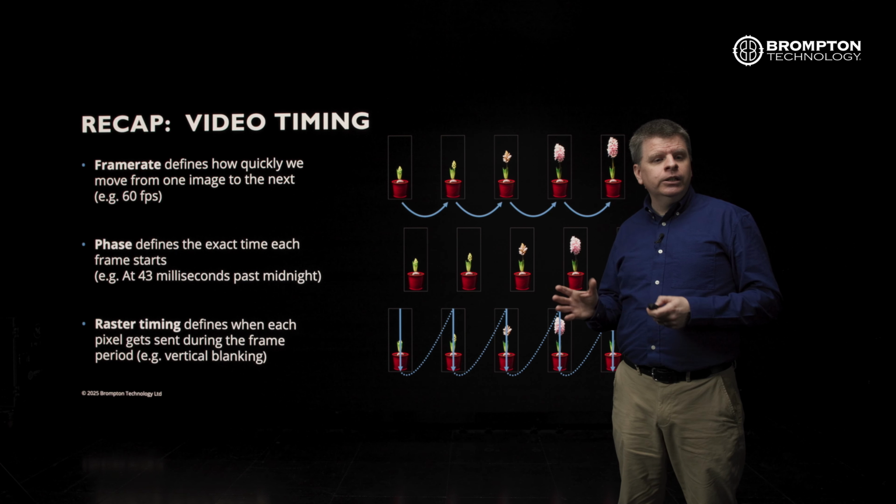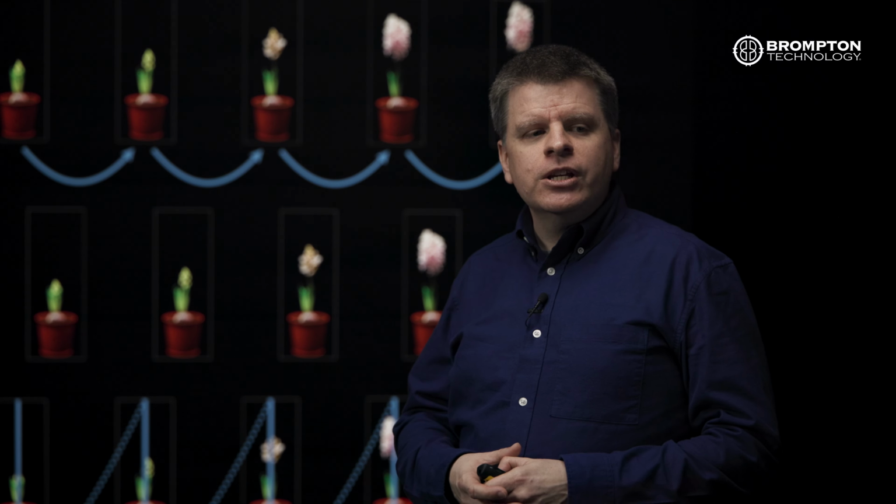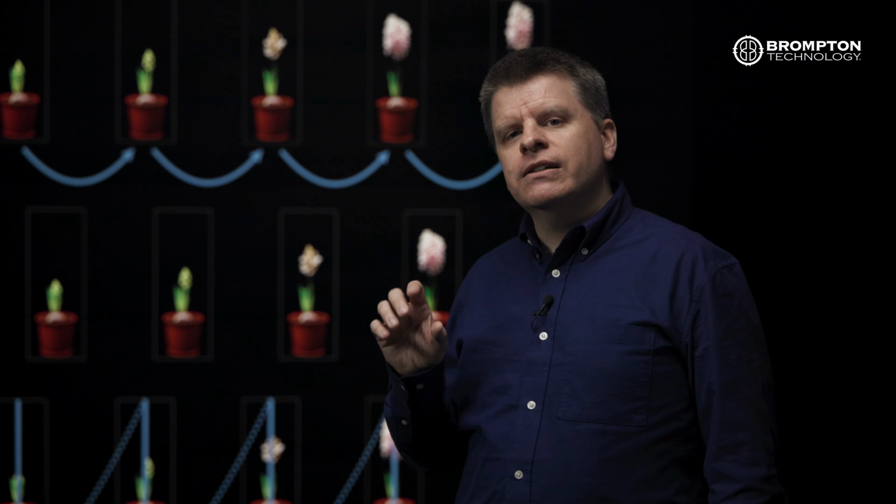And actually, we've already covered that last one in terms of raster timing when we were talking about 2110 sender types. So the 2110 sender type tells us when we have to send packets onto our network. And because those packets contain pixels, by extension, we've already agreed exactly when we're going to be sending particular pixels across the network. So that aspect of timing is already covered. So now we need to focus on frame rate and phase.